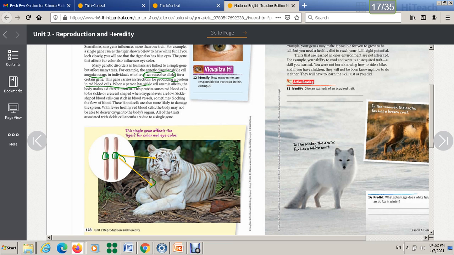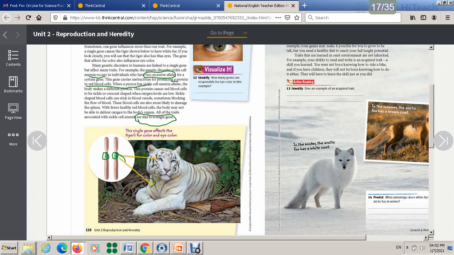Sickle shaped blood cells can also stick in blood vessels. The first thing is they can't carry enough oxygen, and these cells can stick in blood vessels, sometimes blocking the flow of blood. These blood cells are also more likely to damage the spleen. With fewer healthy red blood cells, the body may not be able to deliver oxygen to the body's organs. All of the traits associated with sickle cell anemia are due to a single gene. So all these traits come from only one single gene.